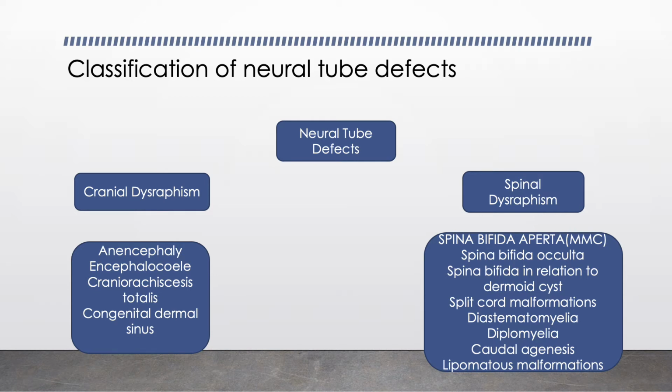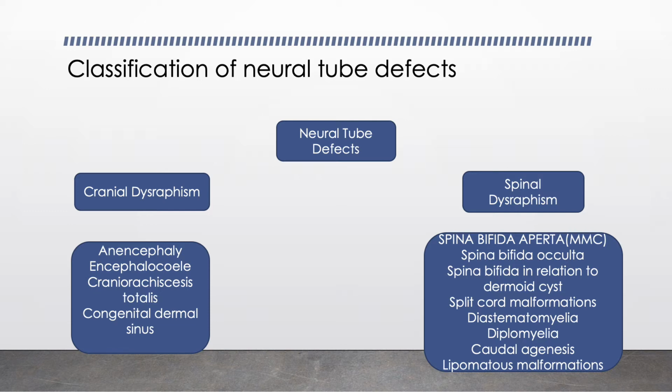And then split cord malformations. So here, the baby is born with a split spinal cord or a duplication of the spinal cord, and it results in a hemicord. And then diastematomyelia is splitting of the spinal cord. It usually occurs at the upper lumbar region, and the split components fuse distally. Would have been better if I had photos. And then diplomyelia is a congenital true splitting of the spinal cord. Each has its own membranes and nerve roots.